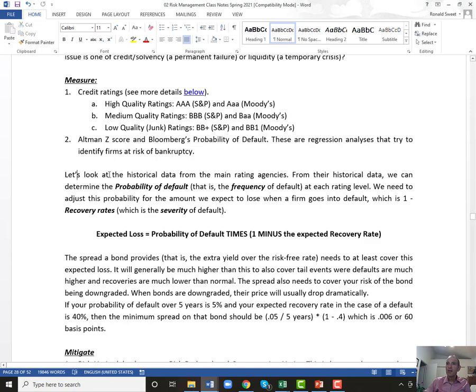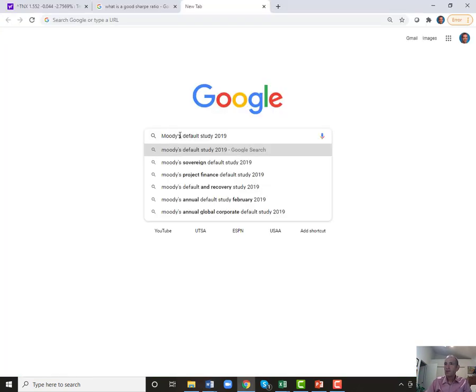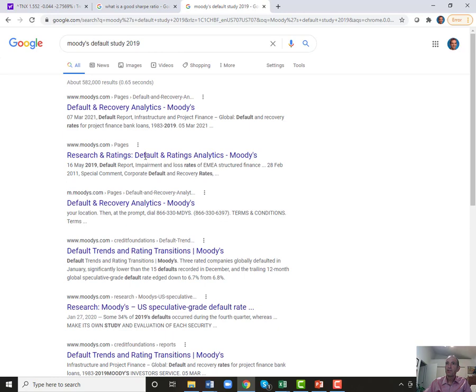All right, so we need to look at historical data for the rating agencies. You can certainly go out and get their studies. So I just typed in Moody's Default Study 2019. We'll see what comes up. Here's a report right here, Moody's Analytics.